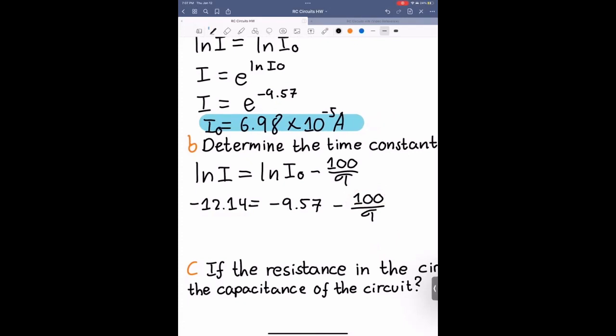All right. Now, you move negative 9.57 to the other side. And now if you solve for tau, you're going to get 38.9 seconds.